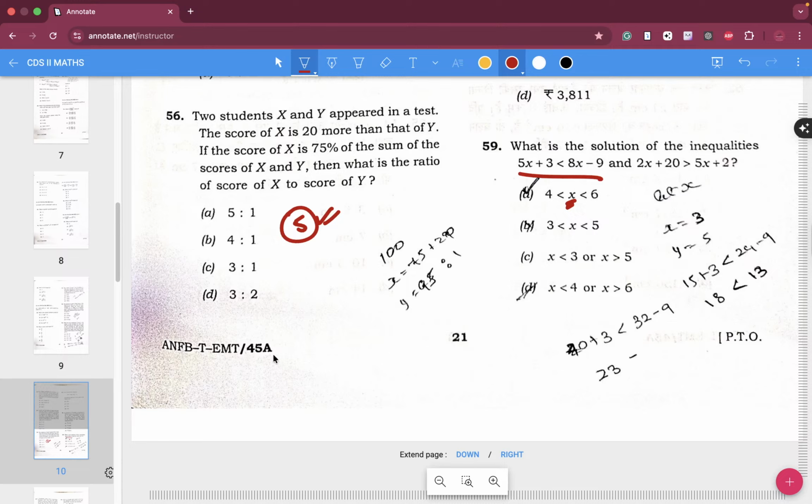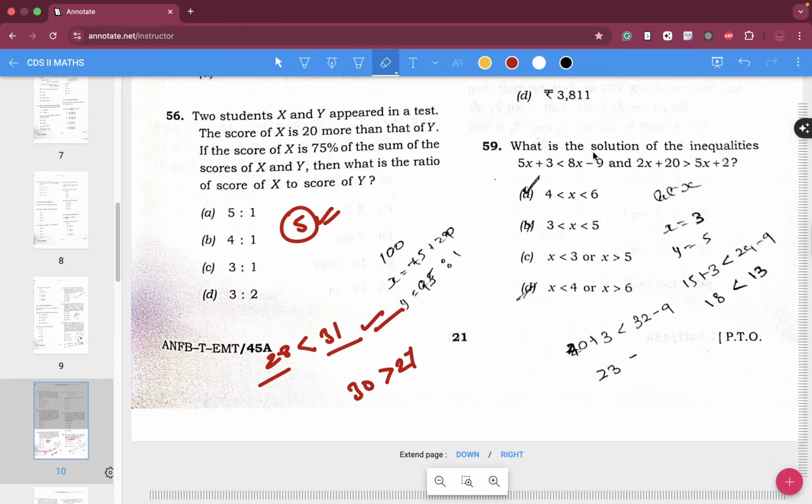We'll check. 5 into 5, 25 plus 3 is 28, less than 5 into 8, 40. 40 minus 9 is how much? 31. Is 28 less than 31? Yes, that is correct. Then 5 into 2 is 10, 10 plus 20 is 30, and 5 into 5 is 25, 25 plus 2 is 27. Right? Which means 5 is there in your solution set. So maybe A could be the answer.